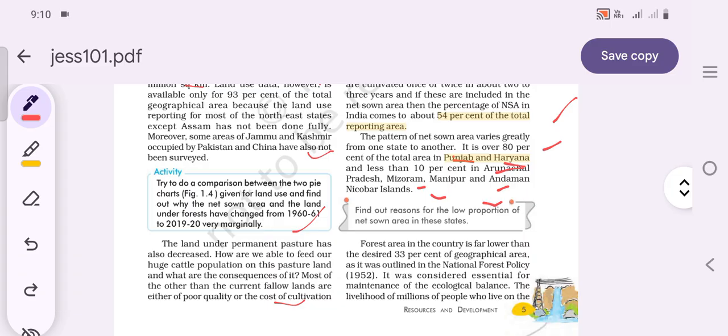So, Green Revolution, in some places it is very rich, where farmers grow HYV seeds. So like that, what happened in Punjab and Haryana, as the Green Revolution occurred, over 80% of the total area is included in net sown area. But in Arunachal Pradesh, Mizoram, Manipur, Andaman and Nicobar Islands, less than 10% is being used. So net sown area is rich in the places where the Green Revolution occurred, that is Punjab and Haryana. I hope it is clear to all of you.